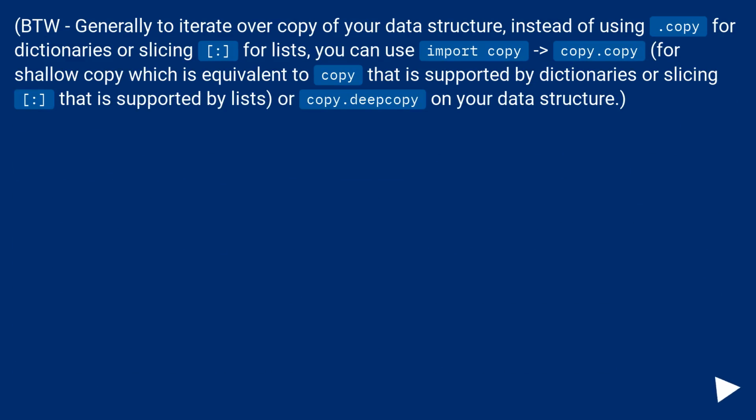BTW, generally to iterate over a copy of your data structure, instead of using .copy for dictionaries or slicing for lists, you can use import copy, copy.copy for a shallow copy, which is equivalent to copy that is supported by dictionaries or slicing that is supported by lists, or copy.deepcopy on your data structure.